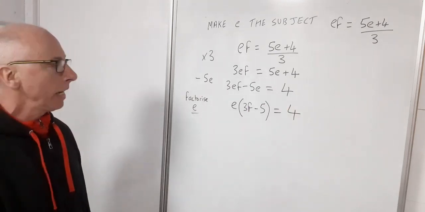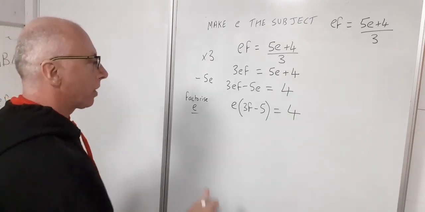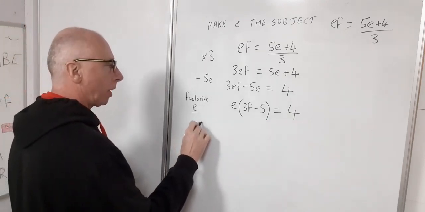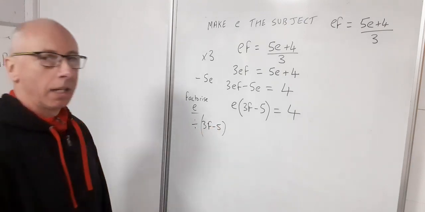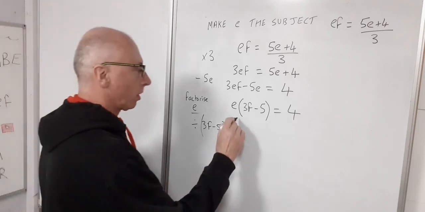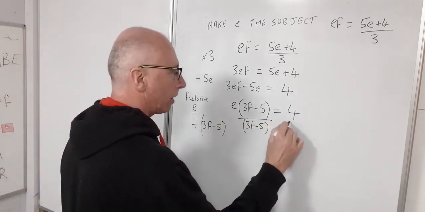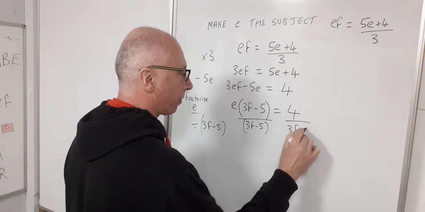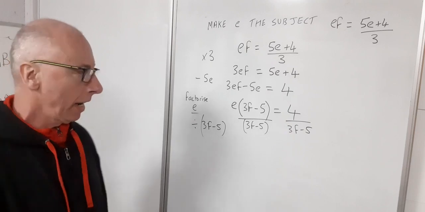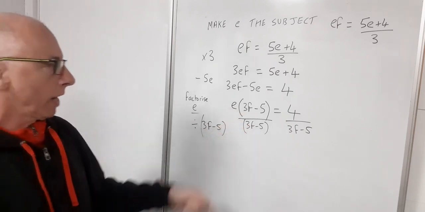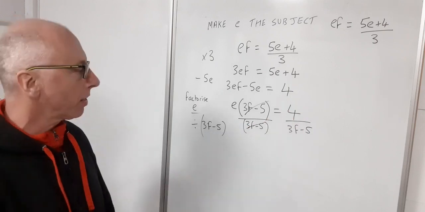Okay, so now to get E on its own, I can just divide both sides by this 3F minus 5. So divide by 3F minus 5. Okay, so let's do that. So divide this by 3F minus 5 and divide this by 3F minus 5. So I'm going to borrow my previous line of working and just write that in there. So now I'll see that these will cancel. And this, nothing I can cancel, so that stays as it is.